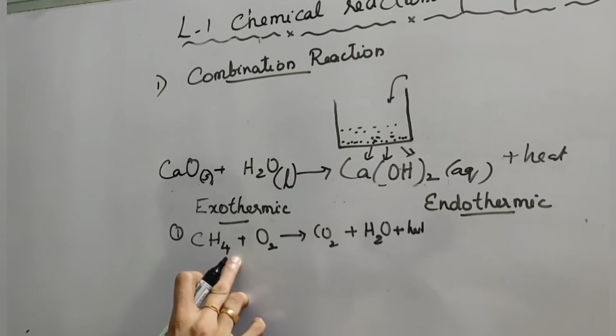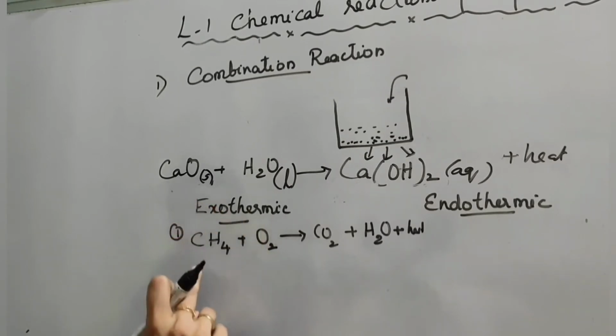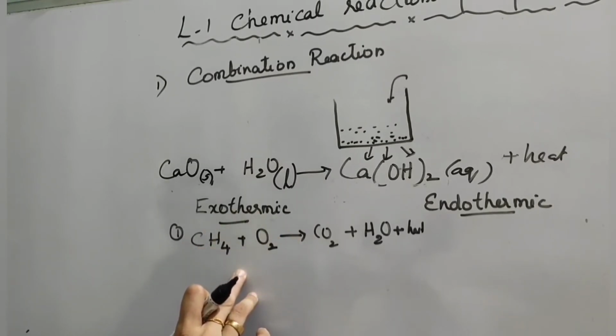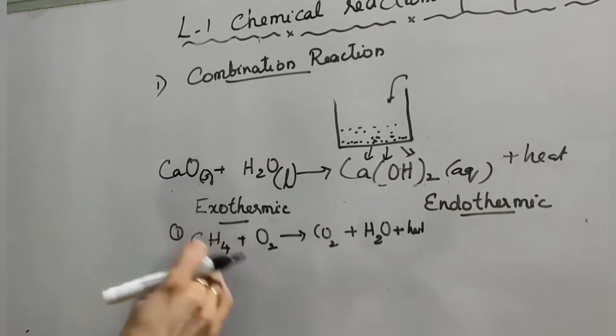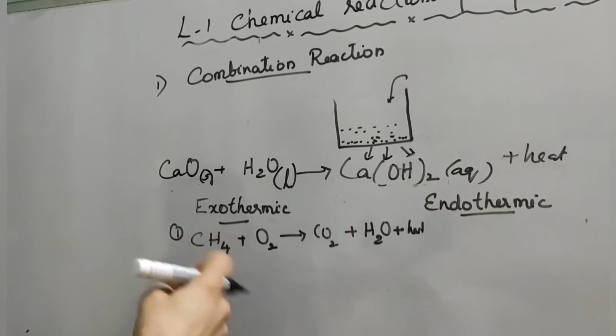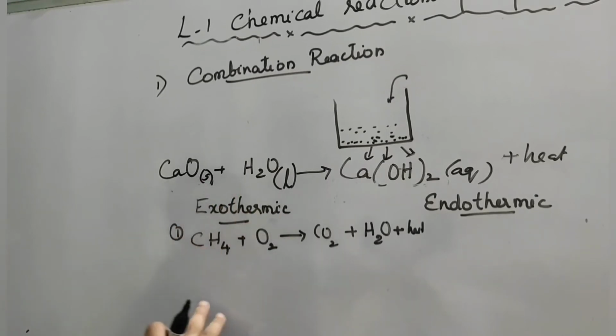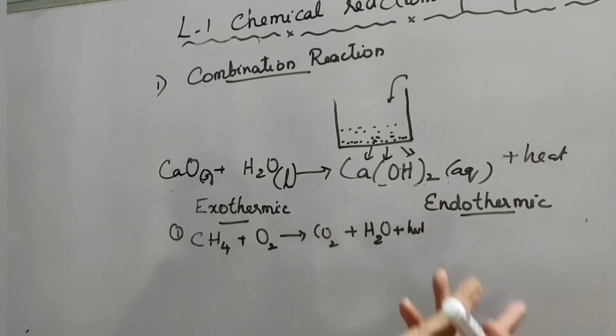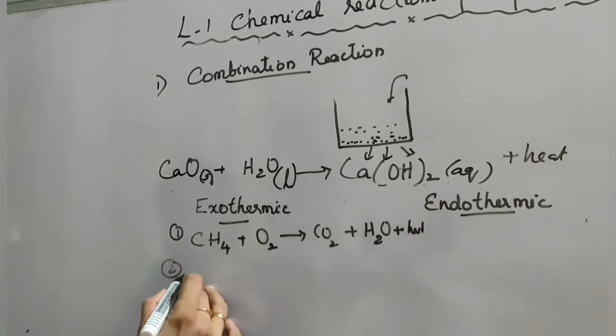Second example, respiration in our body, that is an exothermic reaction. We get energy from where? From the food. So during digestion, food is broken down into simpler substances. That means rice, potato, bread, these all contain carbohydrates. These carbohydrates are broken down to form glucose, and this glucose combines with oxygen in the cells of our body to produce energy. Let's check the equation.